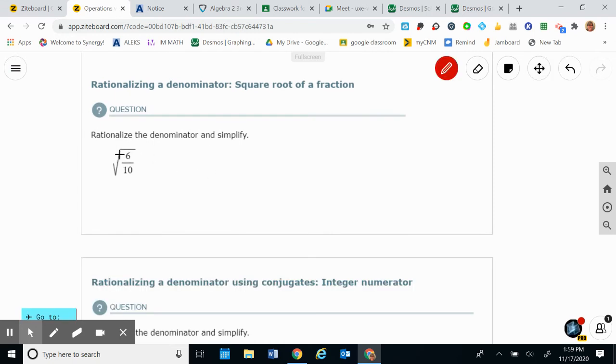Okay. So the whole thing is inside the square root. So the first thing we need to do is rewrite it like this. Then you want to rationalize it by multiplying by the square root of 10 over the square root of 10. And you get the square root of 60 over 10. Because the square root of 10 times the square root of 10 is the square root of 100, which is 10. Okay? Can we break up 60? Is there a perfect square that goes into 60?